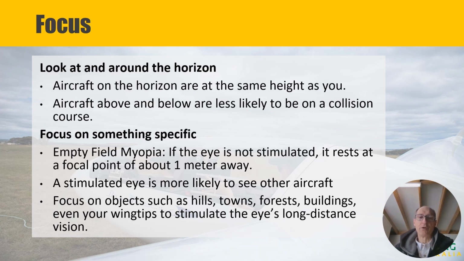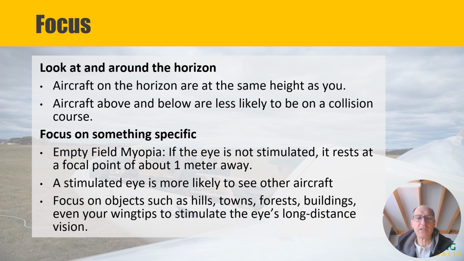So aircraft on the horizon are actually at the same height as you, so look at the horizon and pause a second or two at each point as you look. Aircraft above and below are less likely to be on a collision course. However, you will see them, so you can look slightly above and slightly below the horizon.